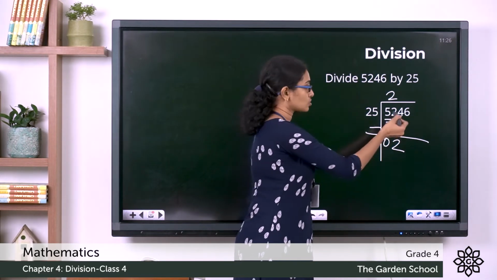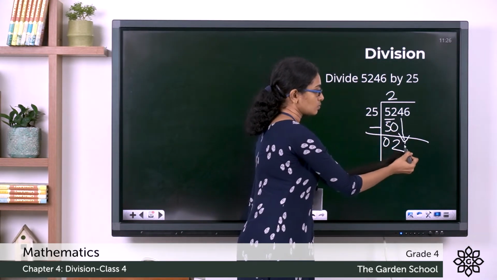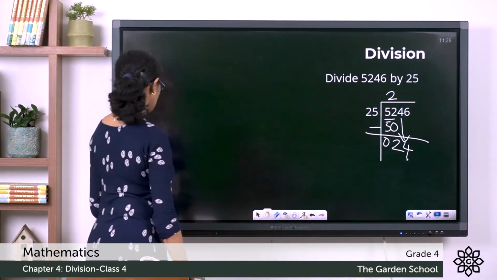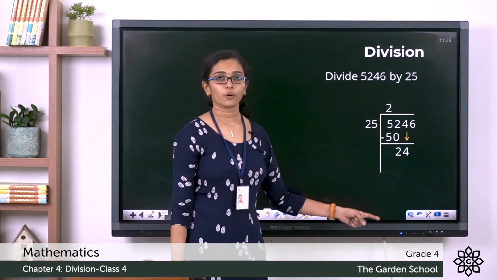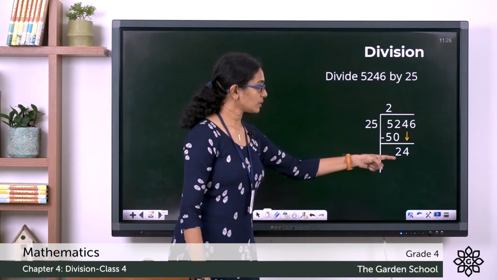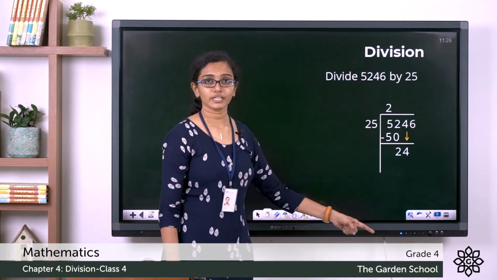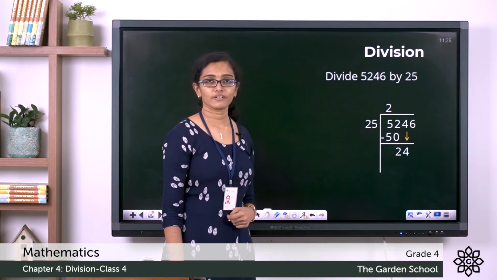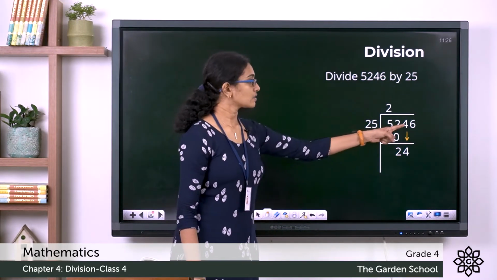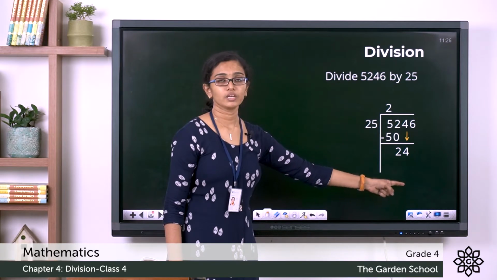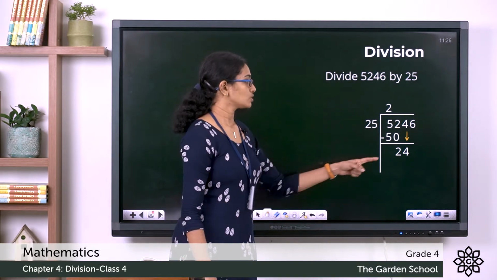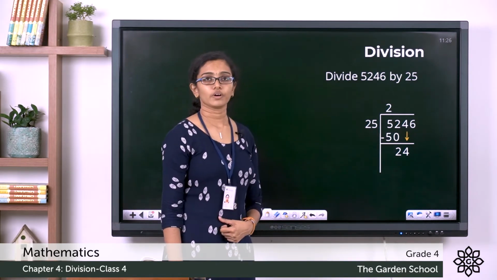The next step is to bring down the next digit, which is 4. So that gives us what? 24. And see, here we have a dividend which is less than the divisor. Can we divide this 24 by 25? No, right? And we have more digits to bring down as well. So in that case, what do we do? 24 is not divisible by 25.